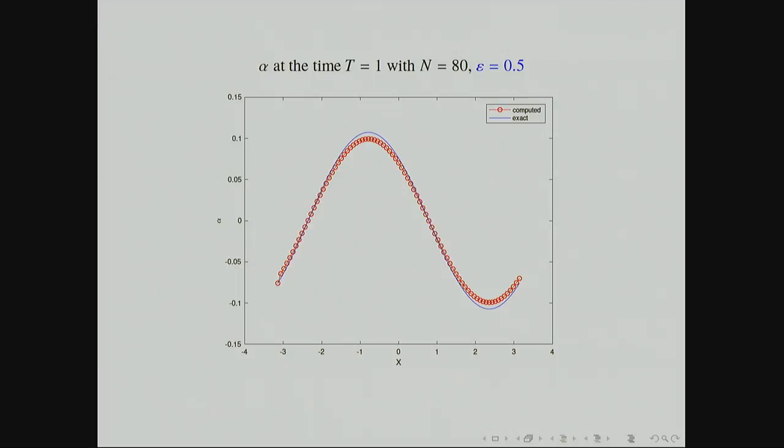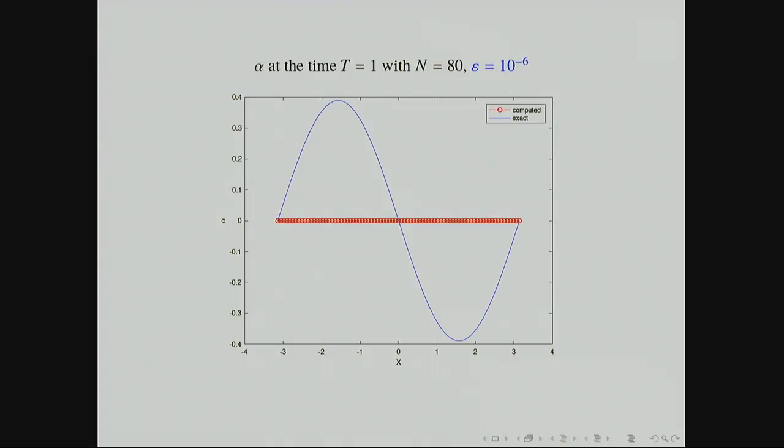The first plot is epsilon equal to 0.5, so it's order one, transport dominant, and you can see the computed and the exact solutions are very close. However, if you further reduce epsilon, then you can see quite a big discrepancy. Here I only have 80 elements. You can try to increase the number of elements, but you have to put in a lot of fine grid to see anything useful.